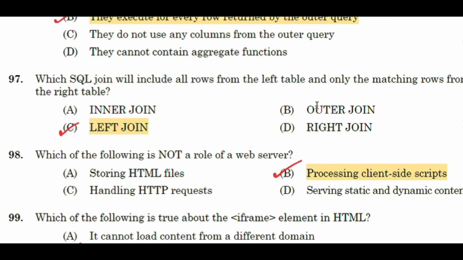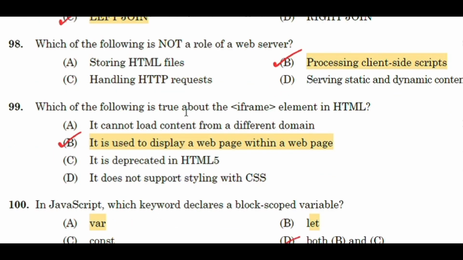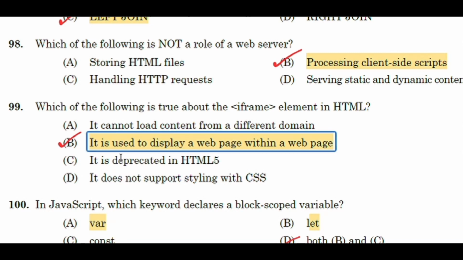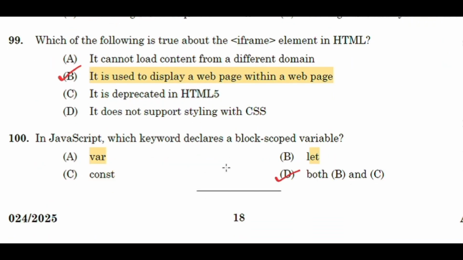Which SQL join will include all rows from the left table and only the matching rows from the right table? Answer is option C, left join. Which of the following is not a role of a web server? Answer is option B, processing client-side scripts. Which of the following is true about the iframe element in HTML? Answer is option B, it is used to display a web page within a web page. In JavaScript, which keyword declares a block-scoped variable? Answer is option B, both B and C, var and let.